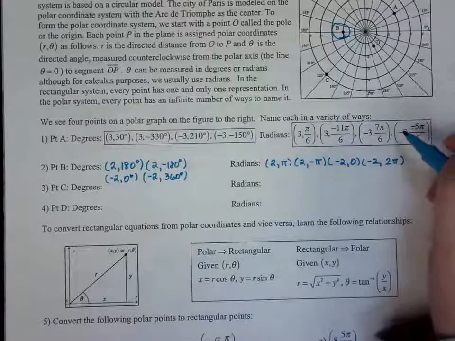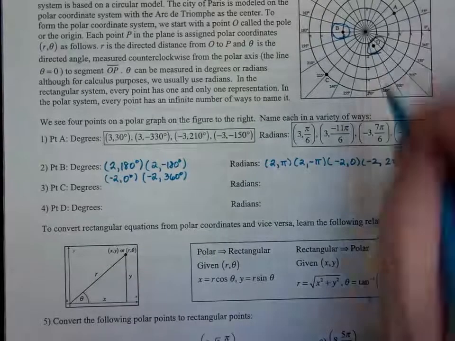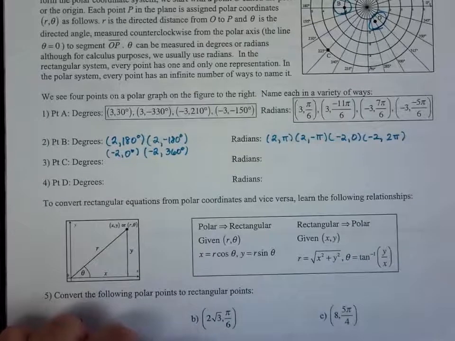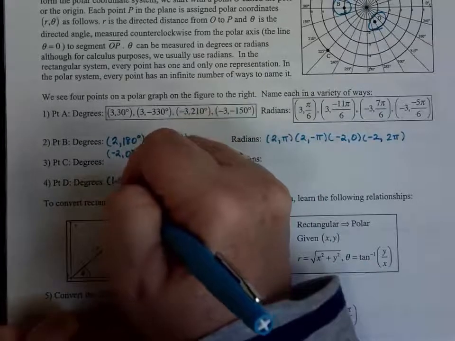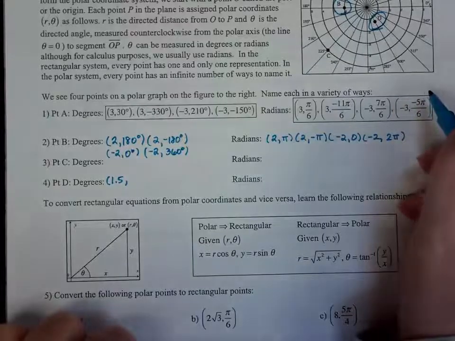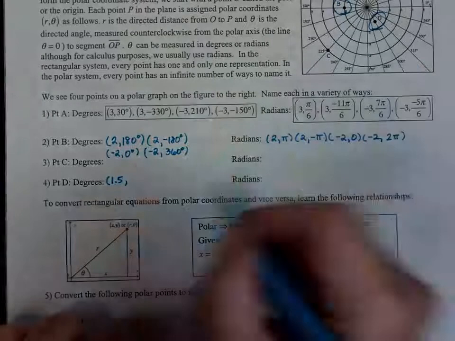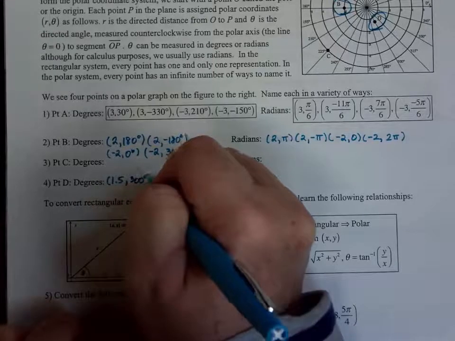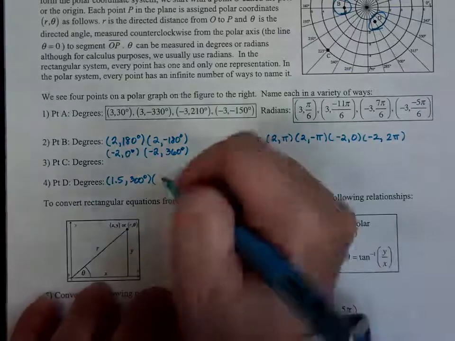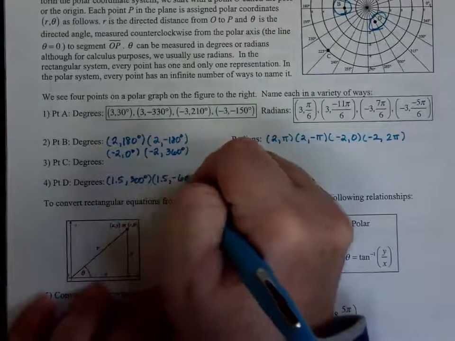Let's jump to number 4. That's letter D down there. So how many circles out is D? 1.5. So our ordered pair is going to start with a 1.5. And how many degrees in the positive direction is it? It is on the 300 line, so it's 300 degrees. Okay? If I went in the negative direction, how many degrees would it be? Negative 60. So this is also 1.5, negative 60 degrees.